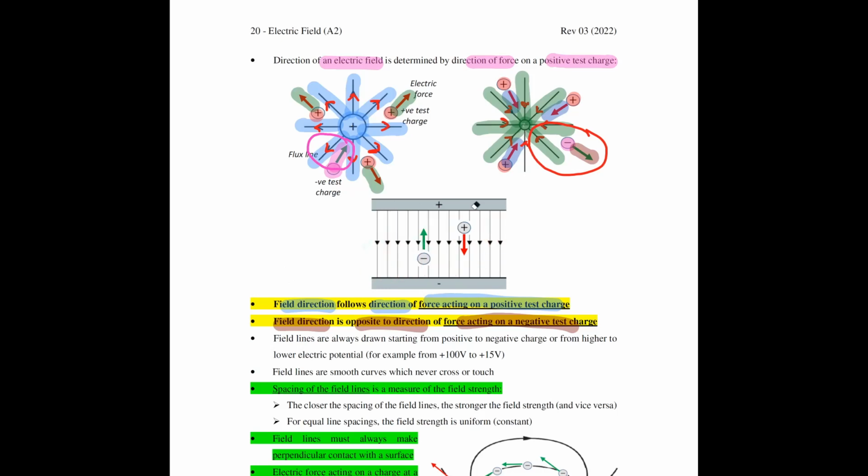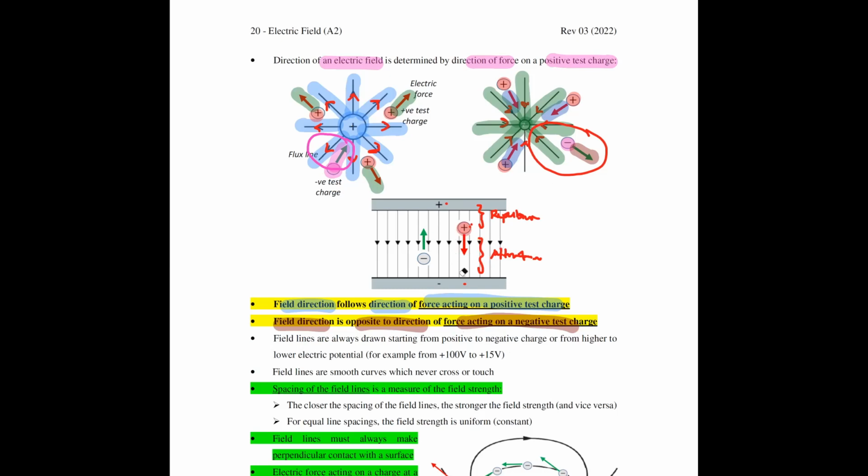Okay, so field direction is determined by the direction of force acting on a positive test charge. If this is your positive test charge, how do you know the direction of force acting on it? You can just imagine that this one is positive, this one is positive, this one should by right be repulsive. And then this one is positive, but this one is negative. This one by right should be attractive. So when you consider these two cases, obviously your charge will be pushed downwards. There will be a force acting downwards, no doubt about that.